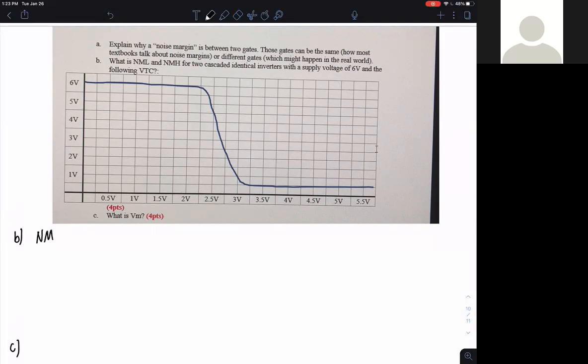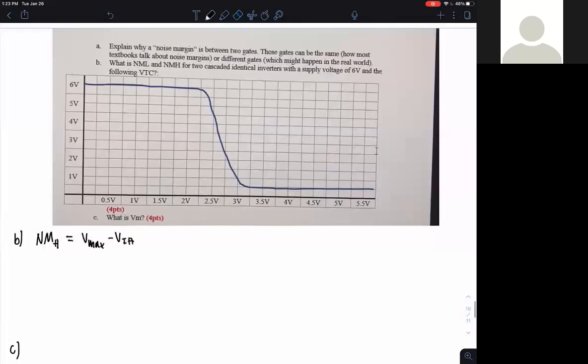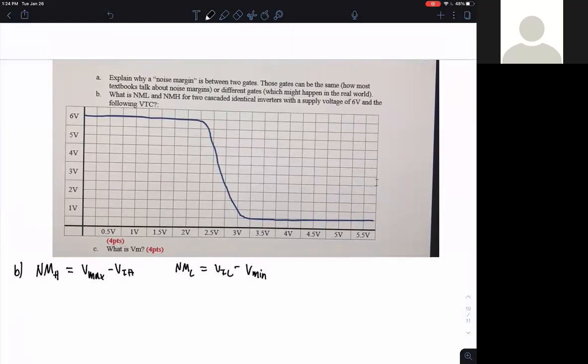Noise margin high can be defined as V max from the input circuit minus V input high found from the second circuit, and then similarly noise margin low can be defined as the V input low from the second circuit minus V min from the first circuit. And we can find V max, which is the max voltage the input circuit can output.